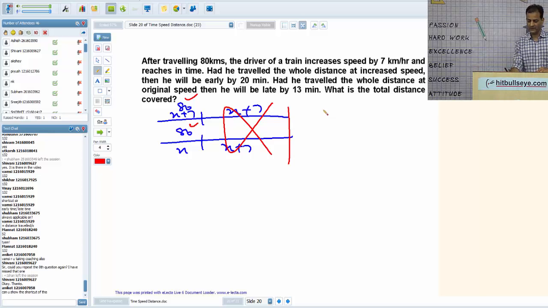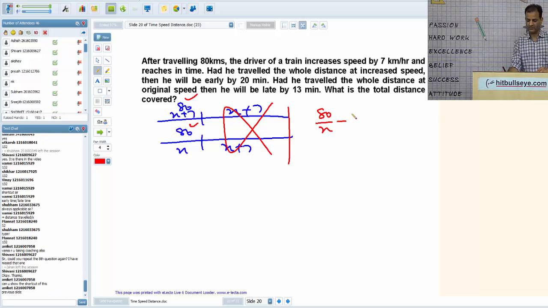So what is the equation? 80 upon x minus 80 upon x plus 7 is equal to 20 by 60. Aniket, I will show you initially. Just see the equation. 80 divided by x. Distance by speed is time, and the difference is 20 minutes.